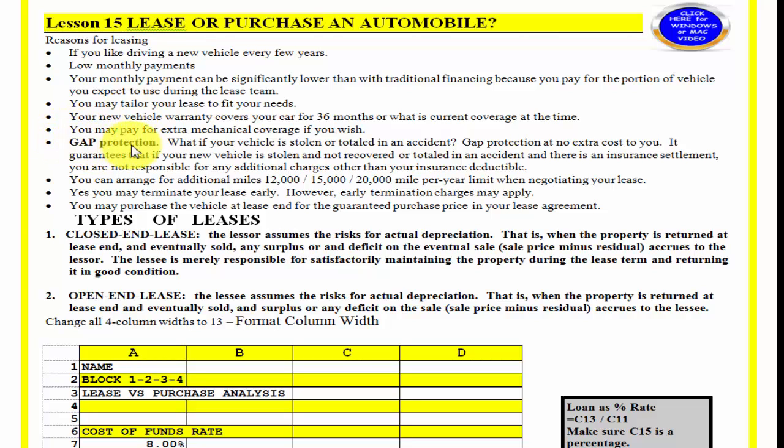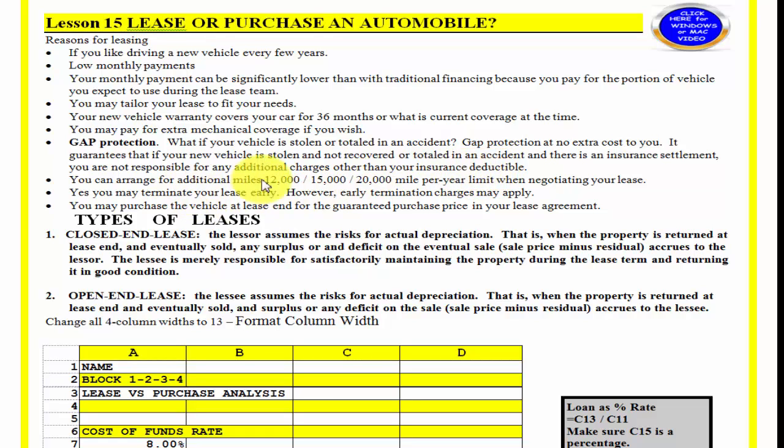You should get it automatically, but you have to bring this up. Make sure you have it. Gap protection. What gap protection means simply is this. If your car is stolen or you're in a big crash, you won't have to pay for the difference or the gap. Okay? Your insurance company is going to pay for it, or you have to pay for the deductible.